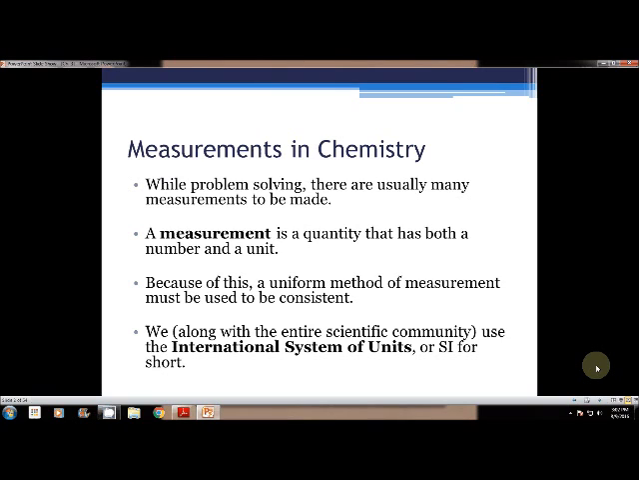Because of this, when we take measurements, we have to use a consistent, uniform method. And so the entire scientific community around the entire world uses what's called the International System of Units, or we call them SI units for short. If I write a scientific paper and someone across the world, like in China, reads it, yes, there's going to be some translation for our languages, but if I use SI units in my paper, then whoever's reading it is going to know exactly what my measurements stand for because it's the international method.